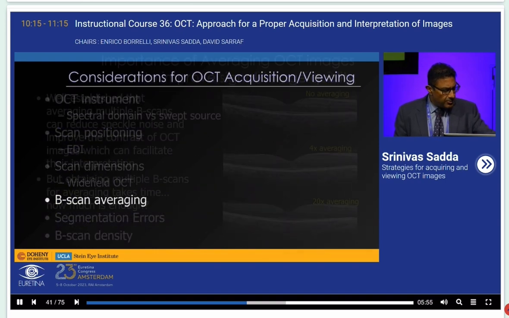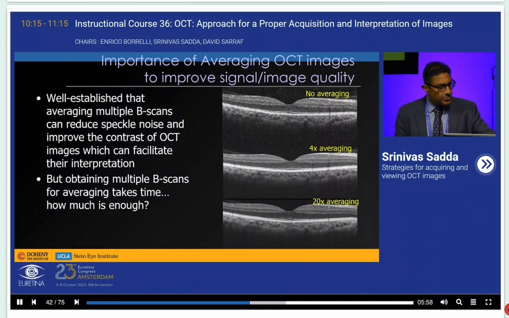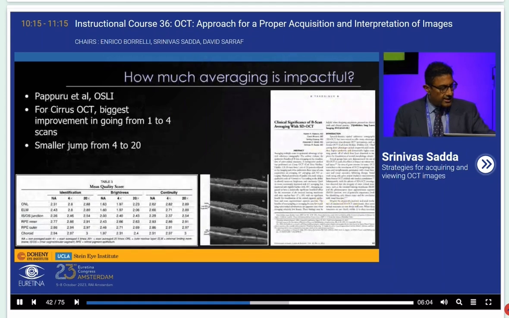Let me say a couple of words about B-scan averaging. It's well established that averaging B-scans can reduce the speckle noise, but how many B-scans do you need to average to actually get good scan quality? Well, it really depends on the device. For example, with the Cirrus OCT we previously published that you didn't really see a huge jump after you went to about 4x averaging. Going beyond that didn't really seem to make a difference.